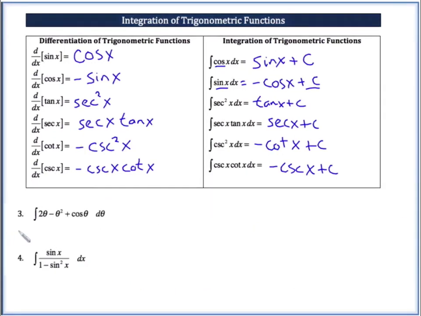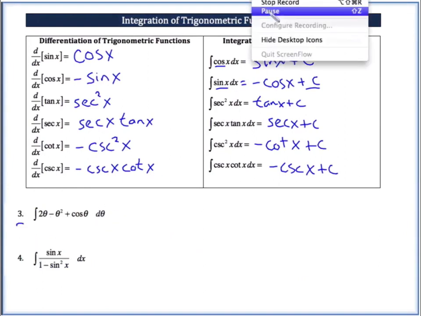Okay, I want you to go ahead and try number 3 on your own. See if you can find this integral. You can pause the video and come on back, check your work.